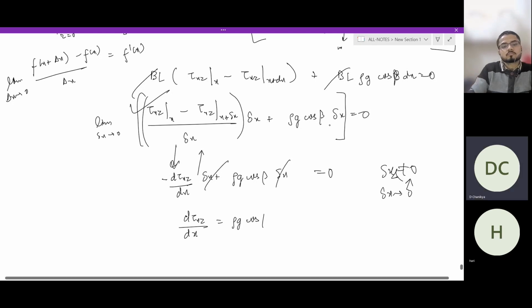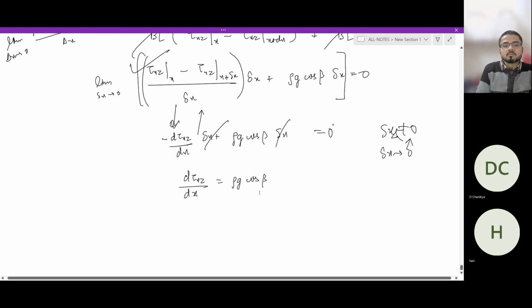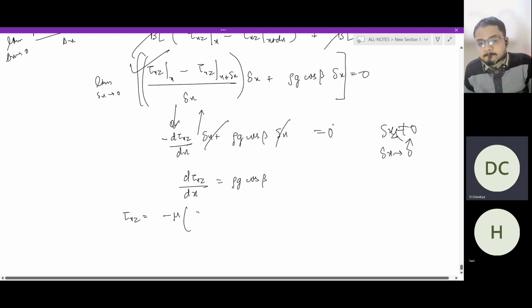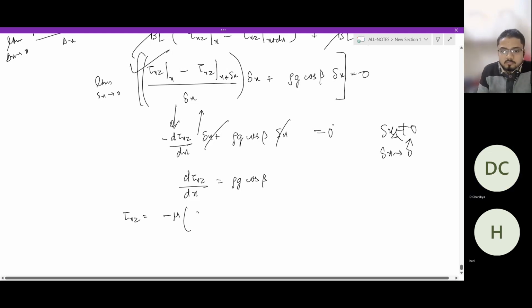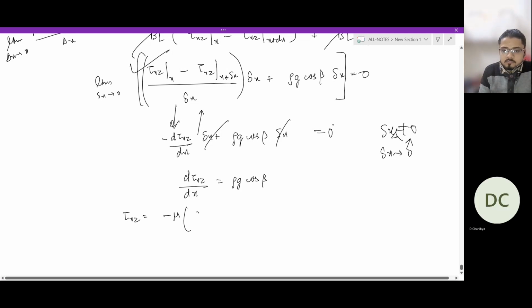So finally, you have an equation that reads d tau xz by dx equal to rho g cos beta, right? Now you can write tau xz equal to minus mu times... What do you write it as? We just discussed it earlier. Can you tell me, please? du x by dz.